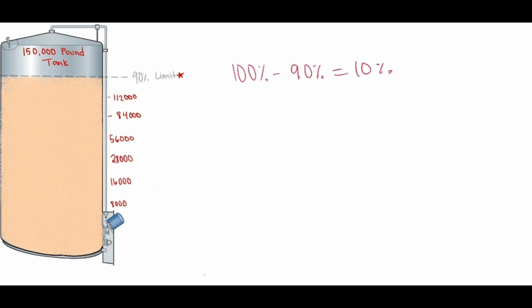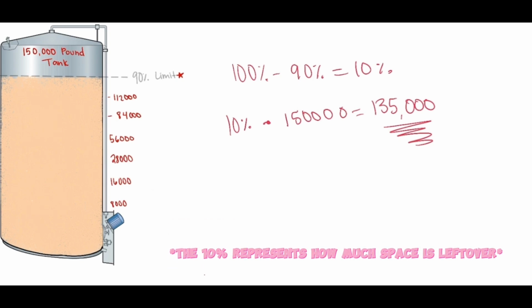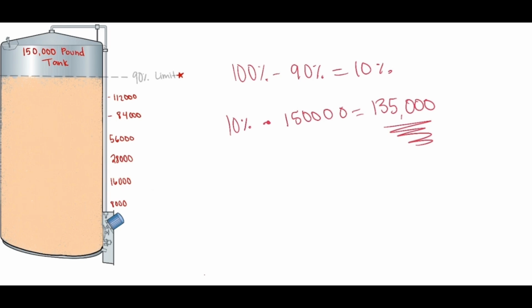Then with the 10%, you will multiply that by 150,000, which equals 135,000. That's the maximum 90% there can be. So however much you fill it up with, it has to be below 135,000.